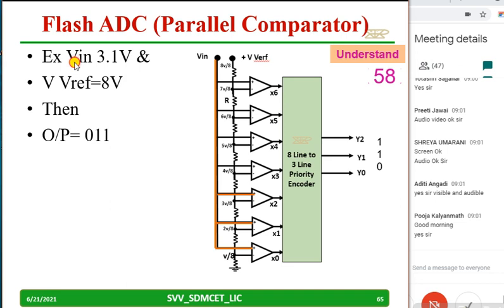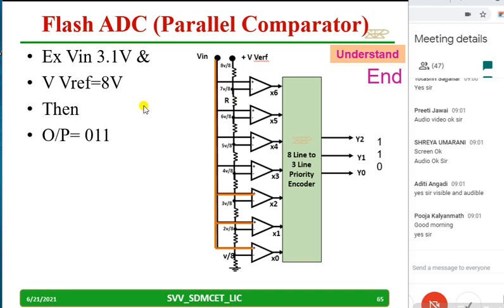For example, V is now giving 3.1, 3.2 something voltage. V reference is 8 volts. When I give 3 volts, these comparators will give the output, and because of that the output of the priority encoder will be 0, 1, 1. Try to understand, very simple. When I have given 8 volts, this will be 1 volt, this will be 2 volt, this will be 3 volt, and this will be 4. And this is 4, which means more than the input, so automatically this will become low. Like that, understand all the op-amps and try to copy this down. You have 20 seconds.